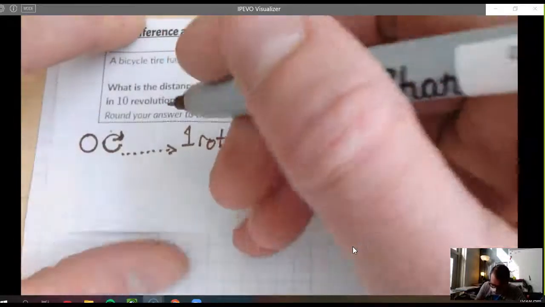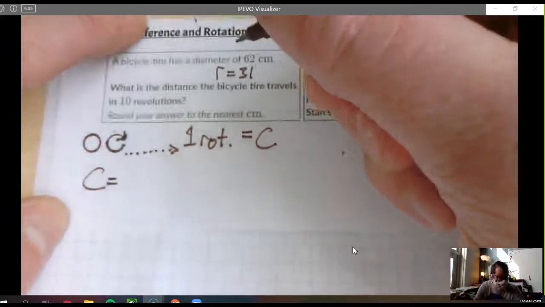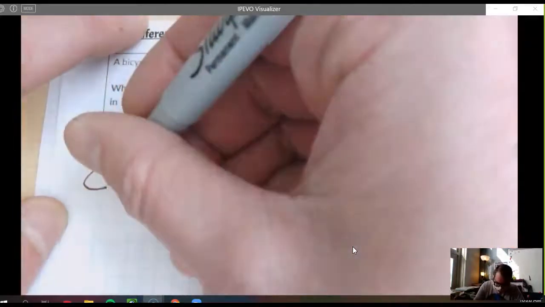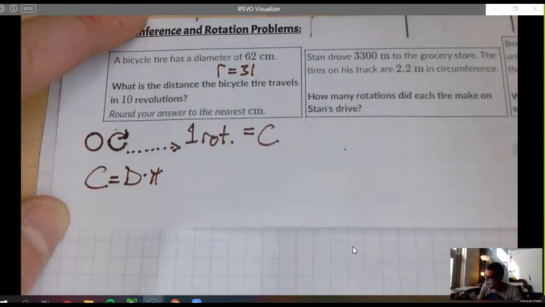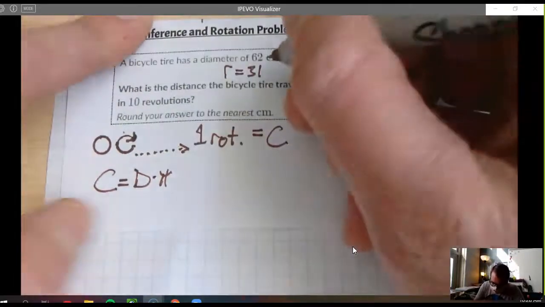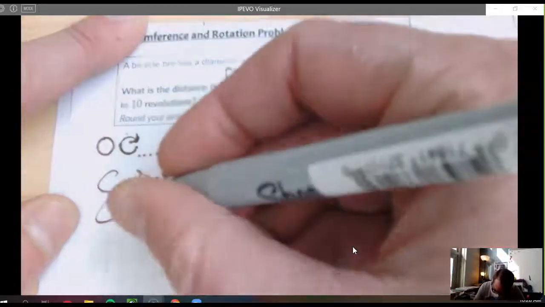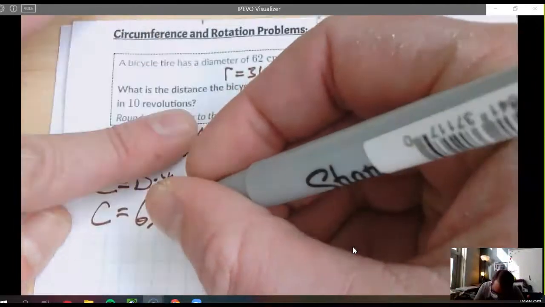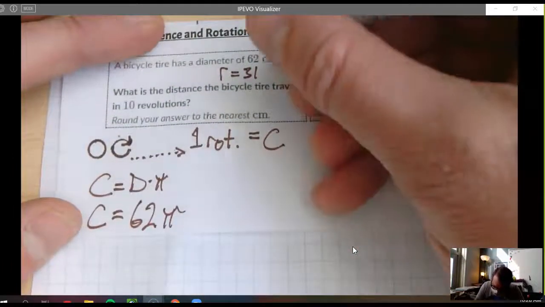So the first thing we always need to write down is our formula. C equals, we could say pi d, or we said we like to say d times pi better. We know the diameter. Okay, sweet. Circumference, diameter was 62 pi. So that is how far we go, in centimeters, right?